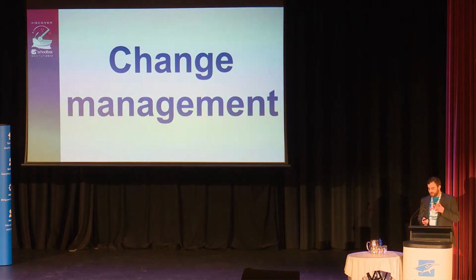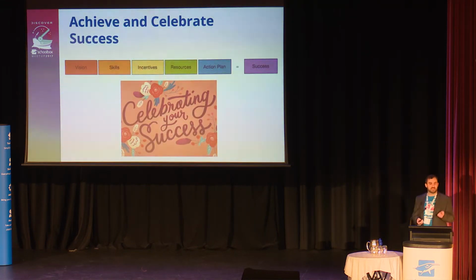So it's 5 things that we need to get success. We need a clear and shared vision. We need to have the skills to get there. We need to have the incentives. As I said, it has to be internal. We need the resources, the most valuable of which is time. We need a clear action plan, not just within one person's head, but within the entire change team. By doing that, we get success.